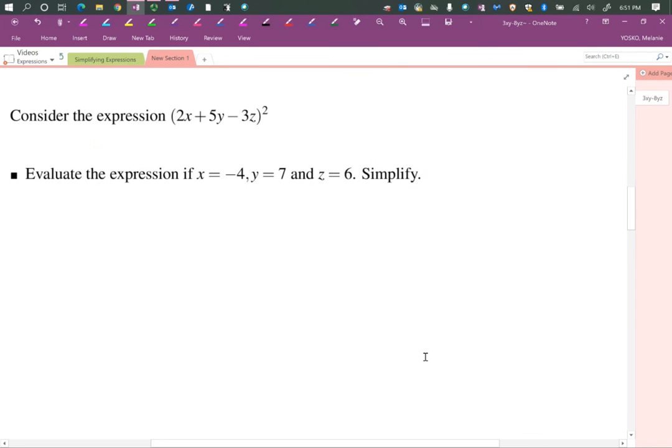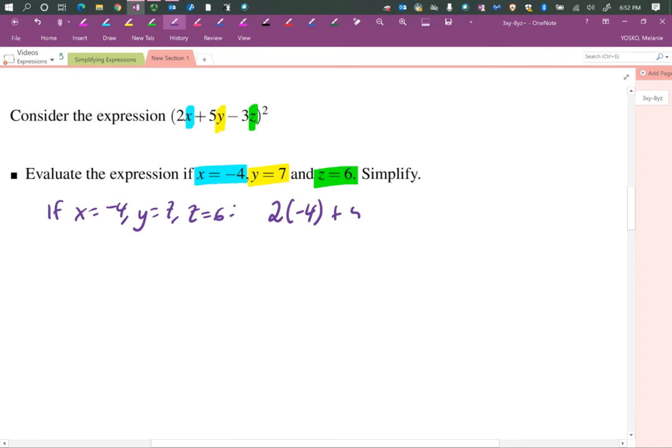Here's a different expression. Consider the expression 2x plus 5y minus 3z, all squared. Okay, if x equals -4, we're replacing this x with a -4. If y is equal to 7, we're replacing that y with a 7. And if z is 6, we replace that z with a 6. So we get 2 times -4 plus 5 times 7 minus 3 times 6. And then we're squaring the whole thing.